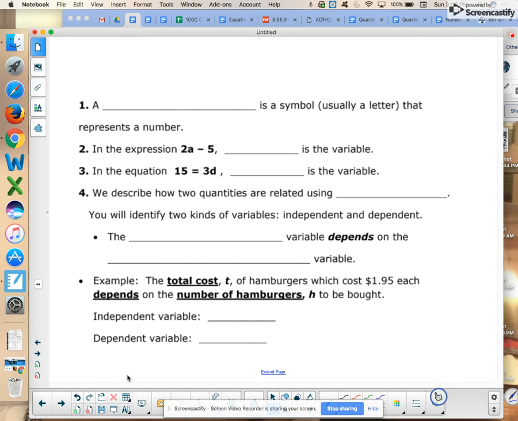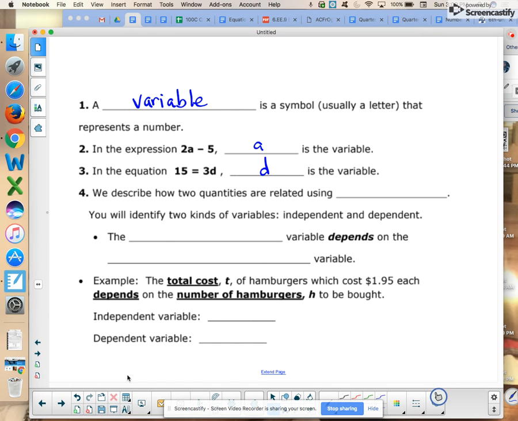The first one should be pretty straightforward. You should know this one right away. A variable is a symbol, usually a letter, that represents a number. In the expression 2a minus 5, a is the variable. 2 is the coefficient, and negative 5 is the constant. In the equation 15 equals 3d, d is the variable.